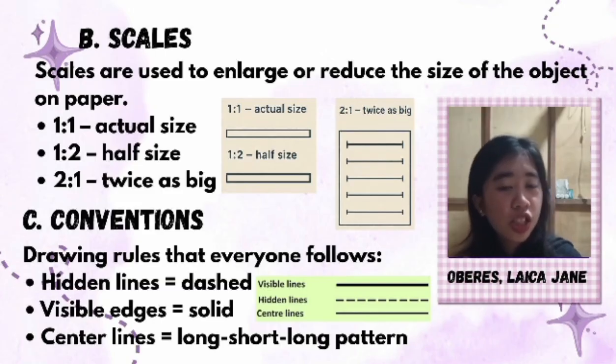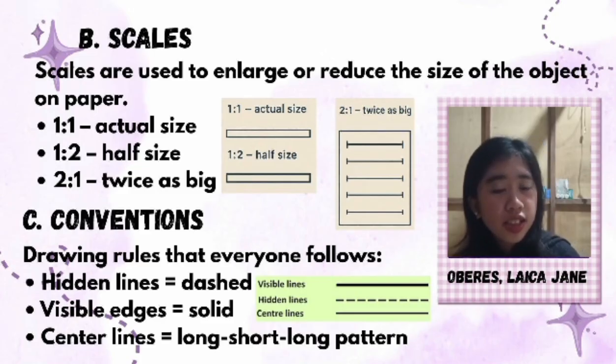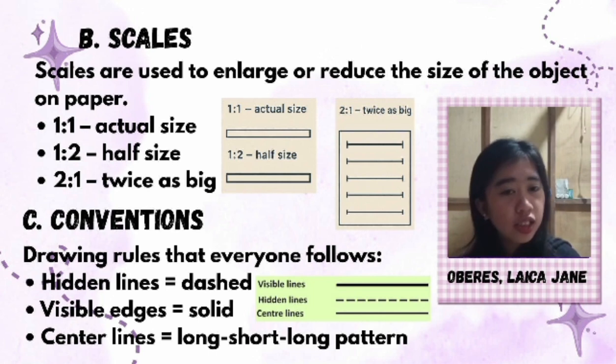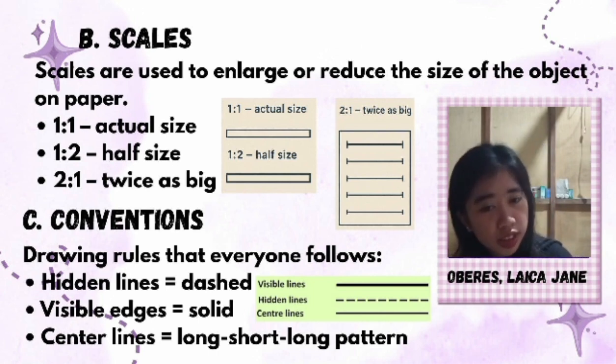First, hidden lines: dashed. Second, visible edges: solid. Third, center line: long, short, long pattern. Conventions are standard drawing rules that everyone follows so that engineers, architects, and students can understand each other's drawings.